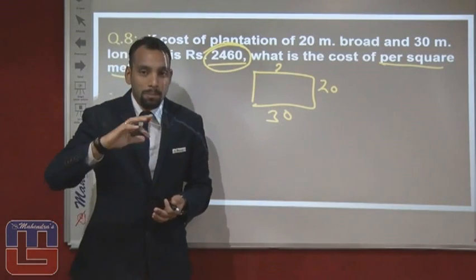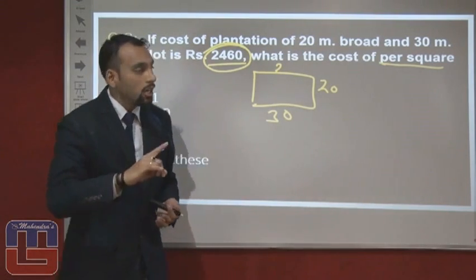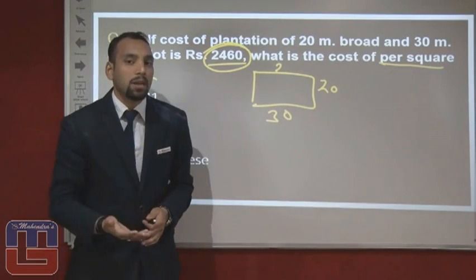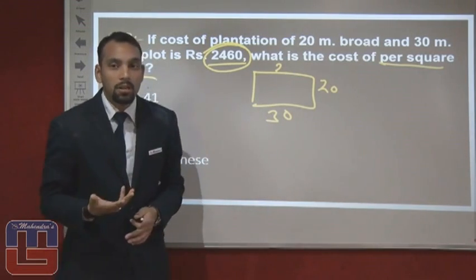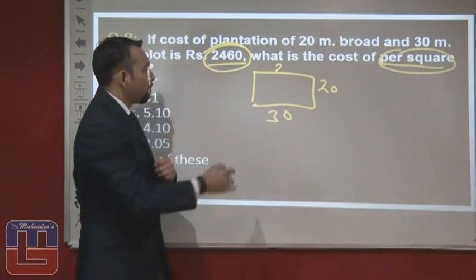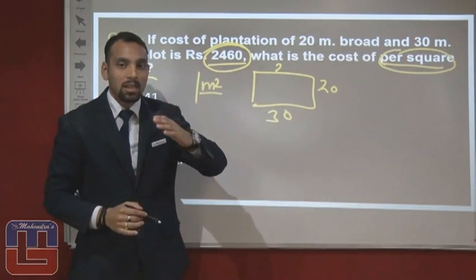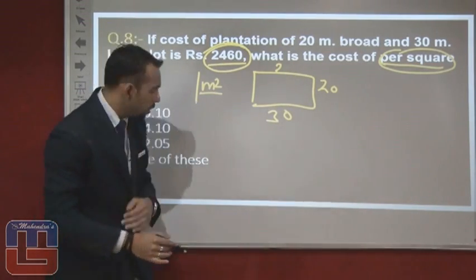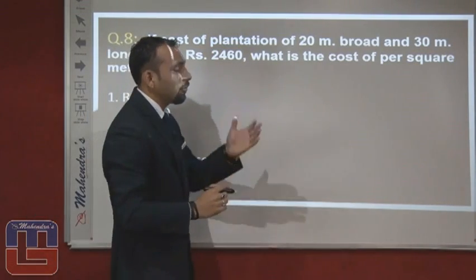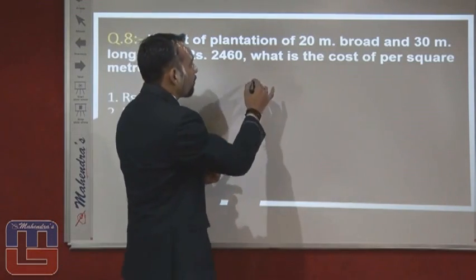Per square meter means we have to find the area. If it is talking about only the meter, or you can say per meter, that means it may be a parameter. But the question is talking about the per square meter, which means the question is talking about the area. So what we will do? We have to find the cost of per square meter. So how we will calculate? Firstly, we will calculate the area of the given plot.